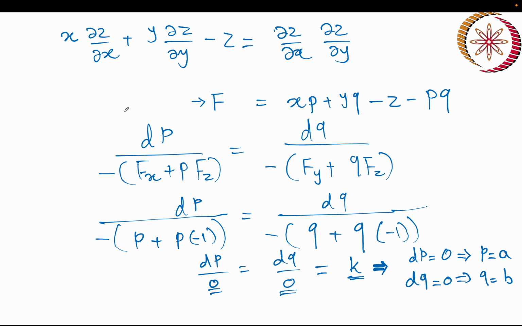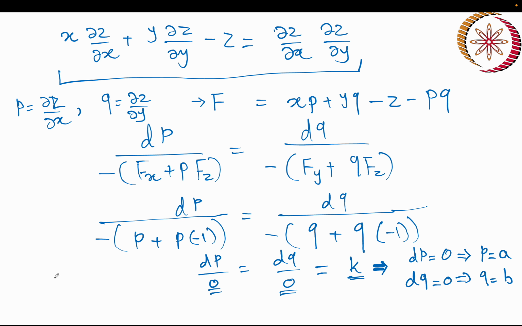So if we substitute p and q in this equation, we already saw that p is nothing but dou z by dou x, and q is dou z by dou y. So if we substitute this into this equation, what we'll get is x into a plus, yeah, one second.